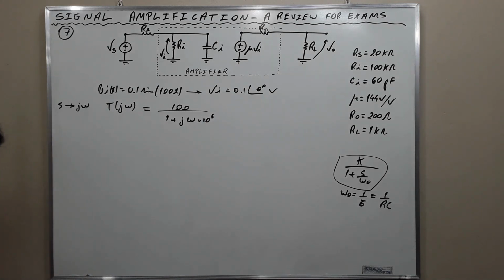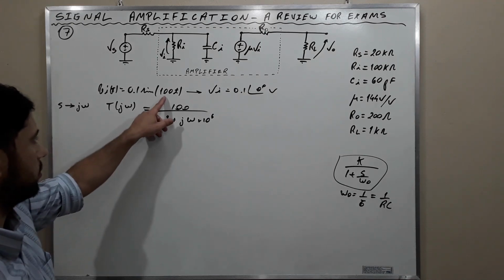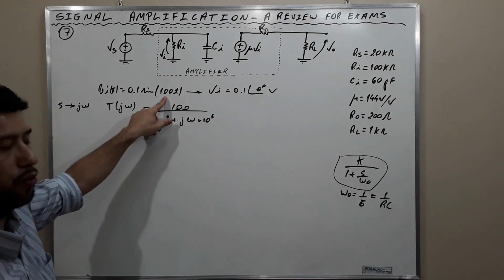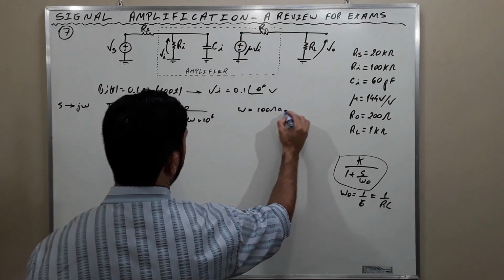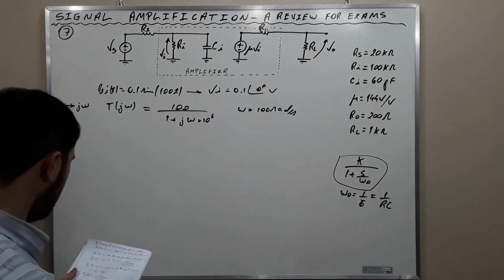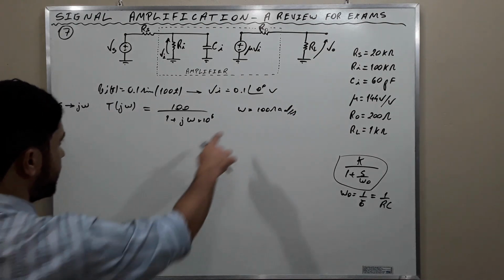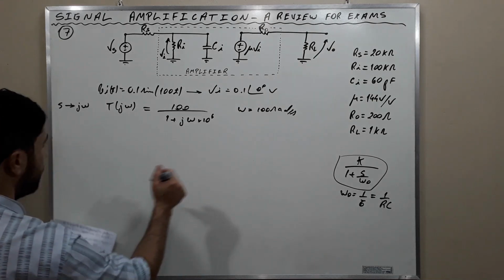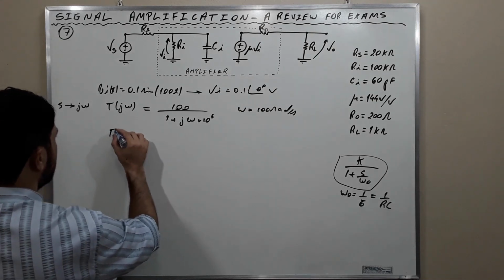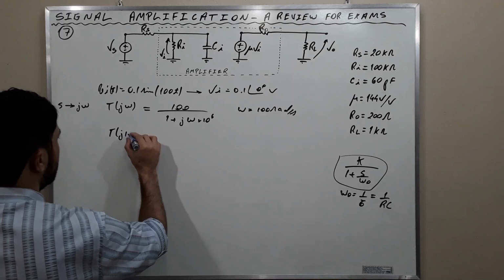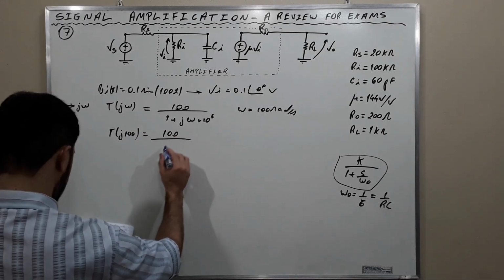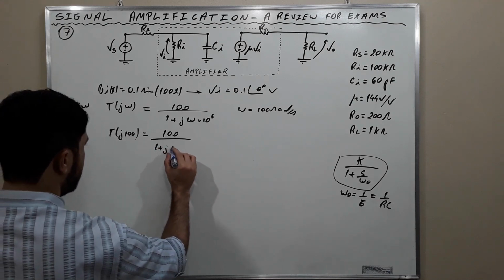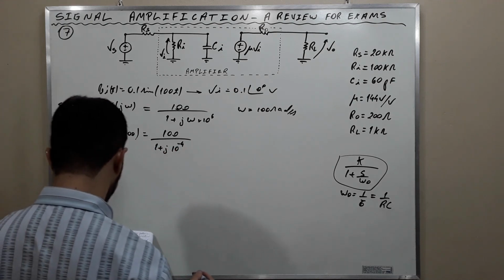As the angular frequency of the input signal is 100 radians per second, if we substitute this here for the frequency of 100, T of j100 is 100 over 1 plus j 10 to the negative 4.